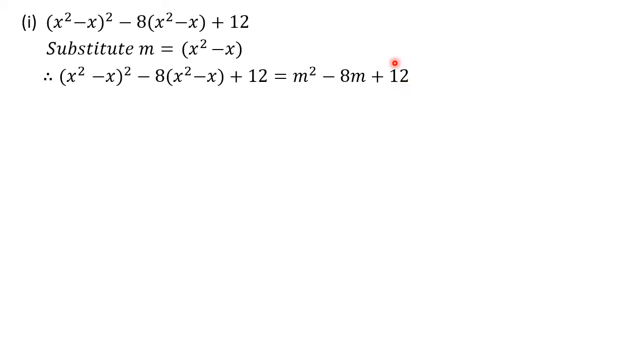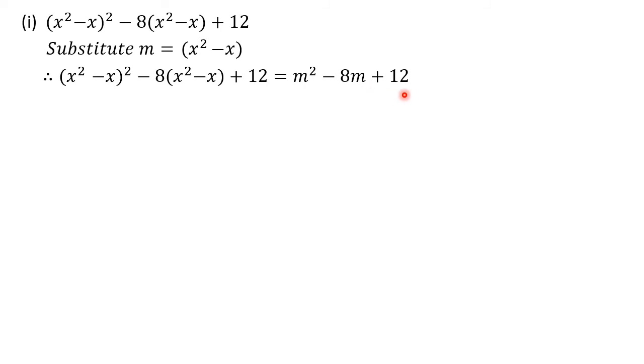We have to find out two numbers whose multiplication is c. Here it is 1 and here it is 12. 1 into 12 is 12. So we need two numbers whose multiplication is 12 and addition is 8. But what we can observe here, both the numbers will be negative because the middle term is having a negative sign.